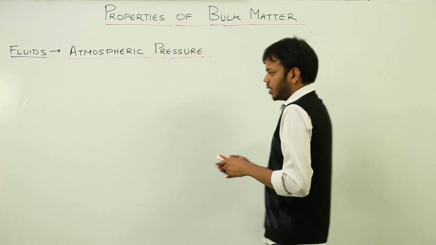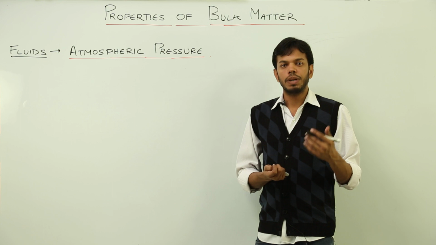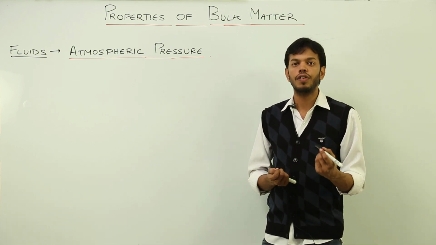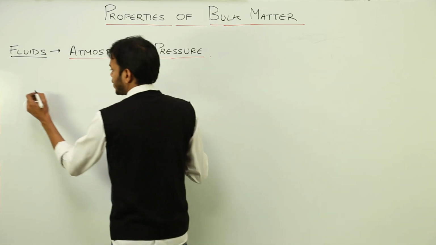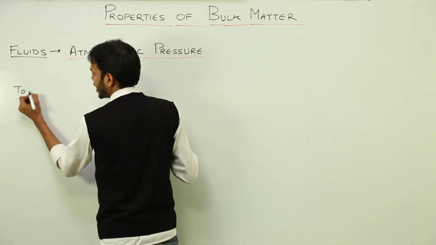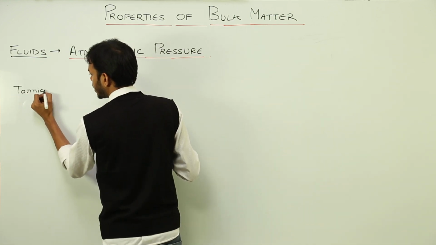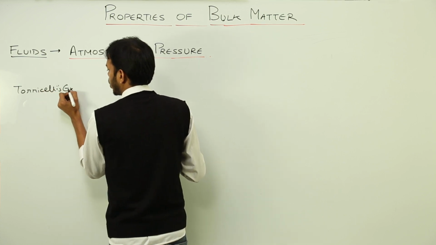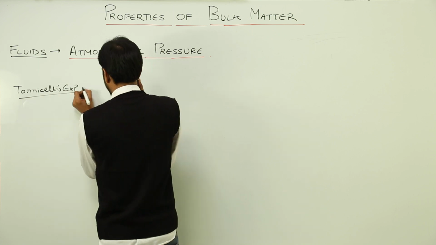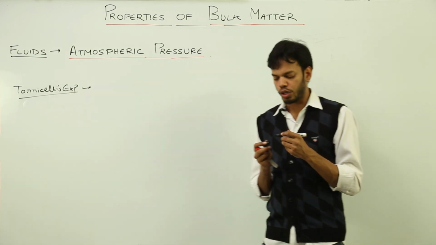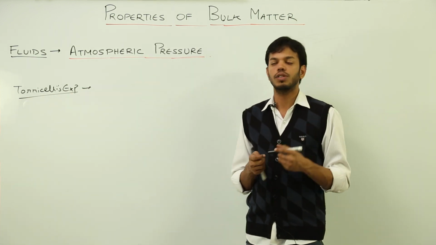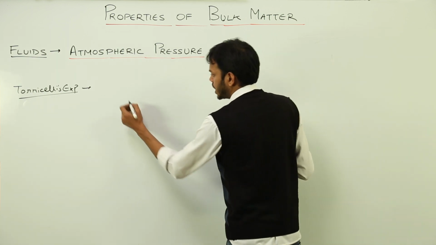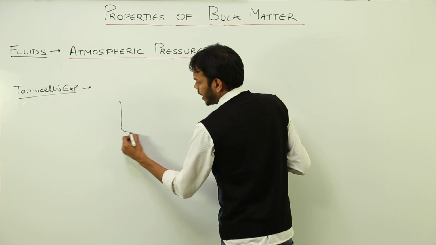Now, if atmospheric pressure exists, there must be some experiment to find its value. This experiment is known as the Torricelli experiment. Torricelli was a scientist, and his experiment very clearly elaborated how atmospheric pressure acts and what its value is. Let us see how it was performed.